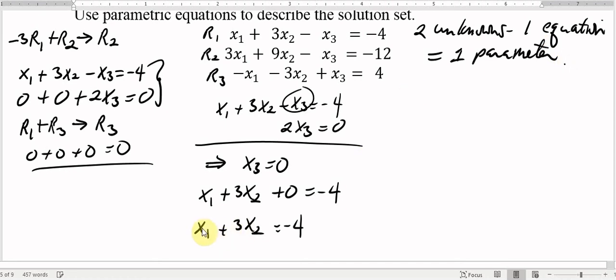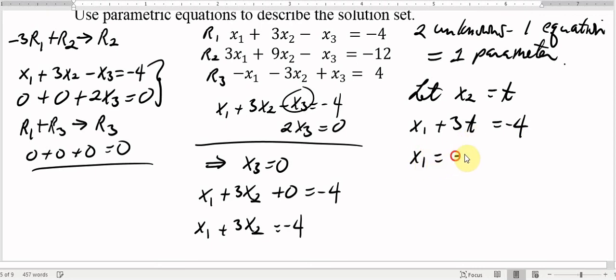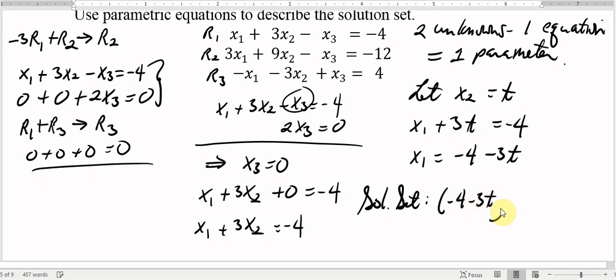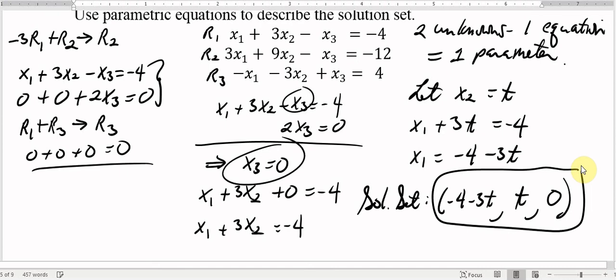So we can either let t equal x sub 1, or we can let t equal x sub 2. I'm going to just choose here, let x sub 2 equal t. So we get x sub 1 plus 3 times t is equal to negative 4. So x sub 1 is equal to negative 4 minus 3t. So our solution set becomes x sub 1, which is negative 4 minus 3t, comma x sub 2, that's t, comma x sub 3, we got 0. So that becomes our solution there.